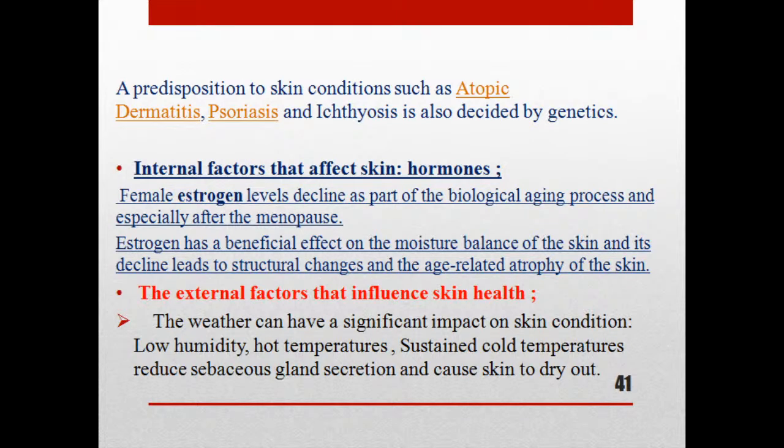Another internal factor that affects natural moisturizing factor is hormones. Female estrogen levels decline as part of the biological aging process, and especially after menopause. Estrogen has a beneficial effect on the moisture balance of the skin, and its decline leads to structural changes and age-related atrophy of the skin.